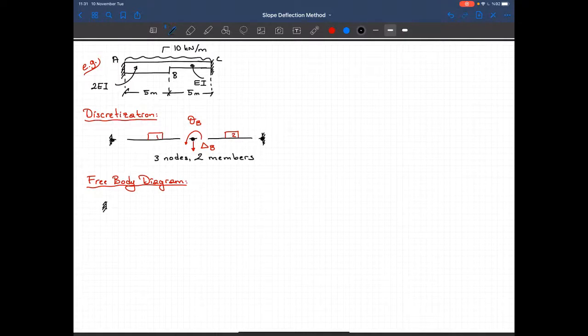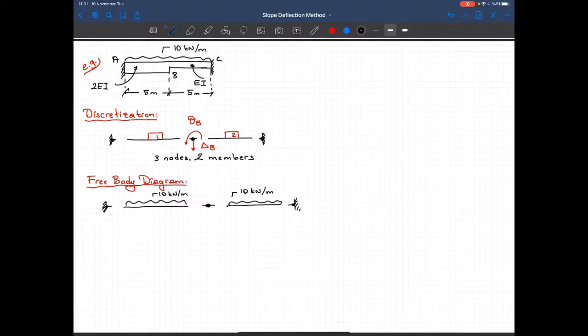I'm using the discrete structure. I have a member AB loaded with a uniformly distributed load. This is 10 kilonewton per meter. Node B, another member loaded with uniformly distributed load again, and node C, and this is 10 kilonewton per meter.